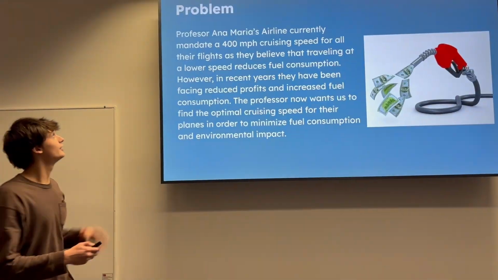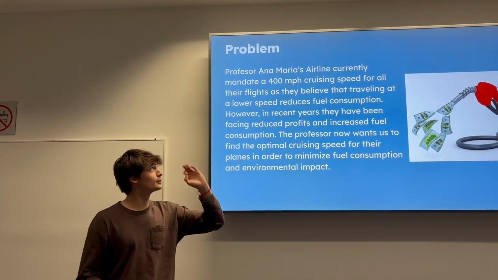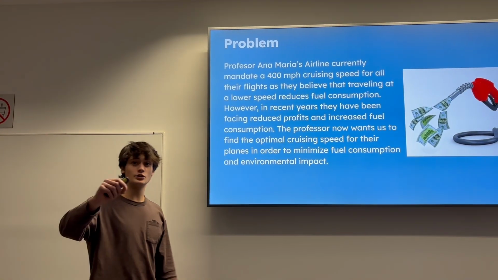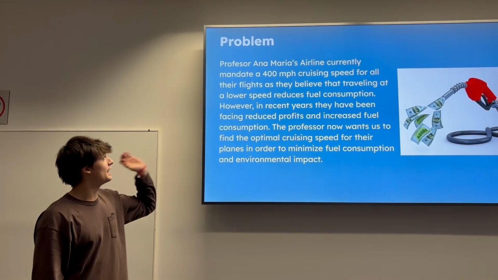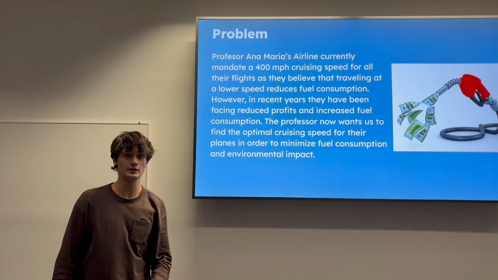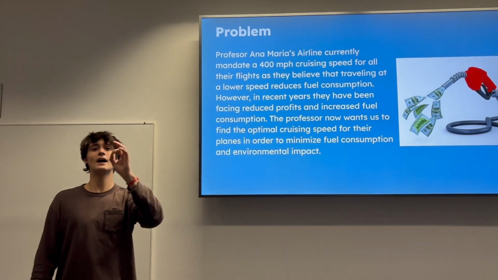Anna Maria Airlines. They have a problem. Professor Anna Maria's airline currently mandates a 400-mile-per-hour cruising speed for all their flights. However, in recent years, they've been facing reduced profits and increased fuel consumption. The professor now wants us to find the optimal cruising speed for her planes, as well as minimize the fuel consumption to help environmental friendliness.